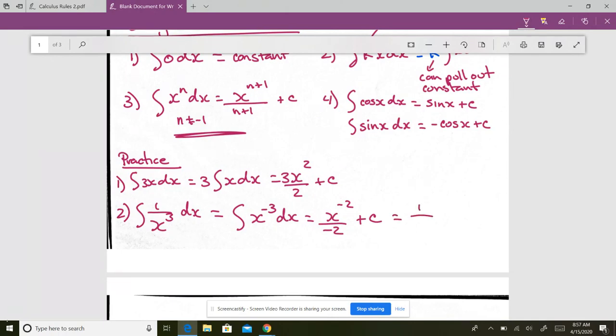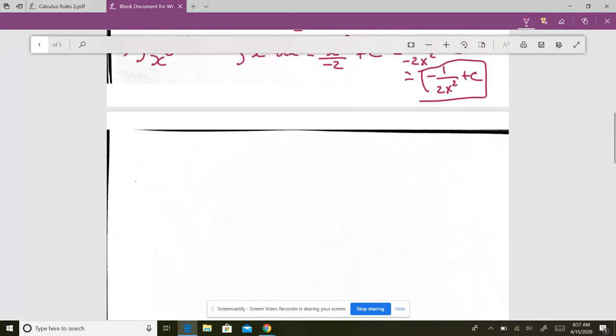You could flip the x squared down. That negative could be up top. There's like 3 different ways you can write this. This would probably be the best way, but any of those are correct. All right.